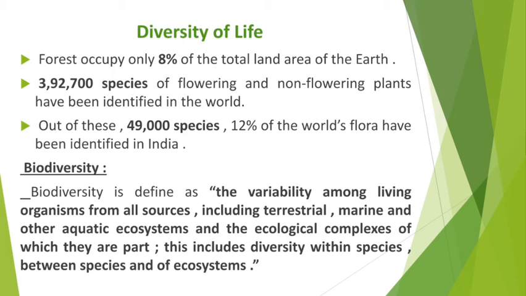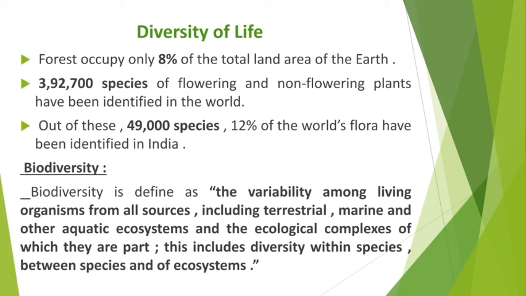So, my dear student, biodiversity can be defined as the variability among living organisms from all sources. Variability means variation, differences. So on earth, what are the different sources where we may find organisms? Here we include terrestrial, which means on land. On land, what are the different organisms that are present? Marine means in sea water. Other aquatic ecosystems means fresh water: river, stream, pond.